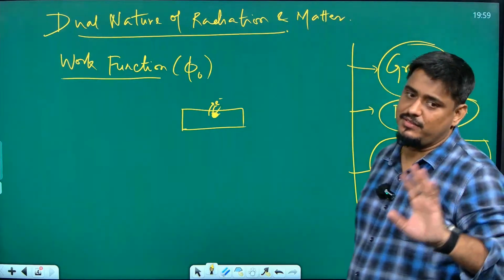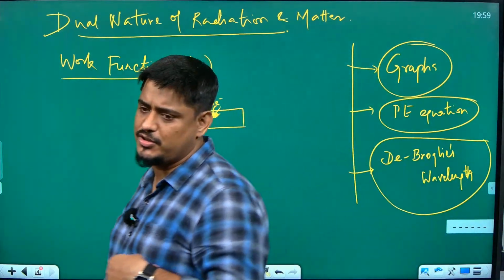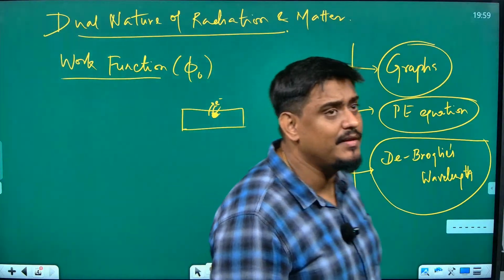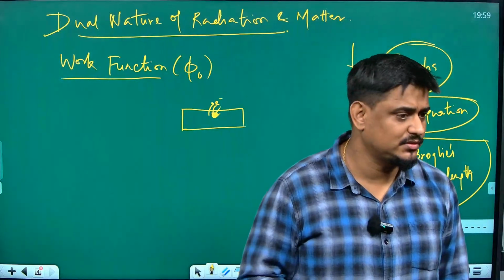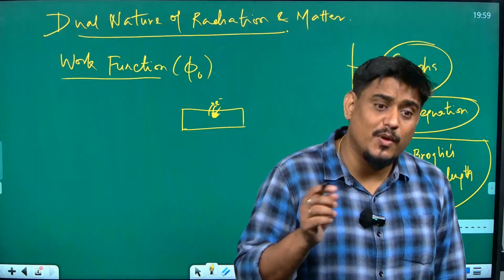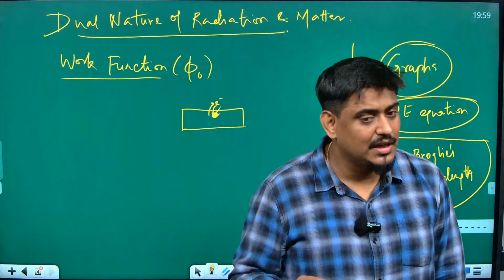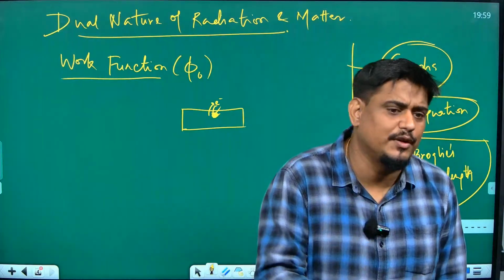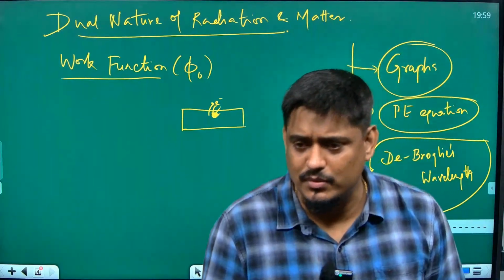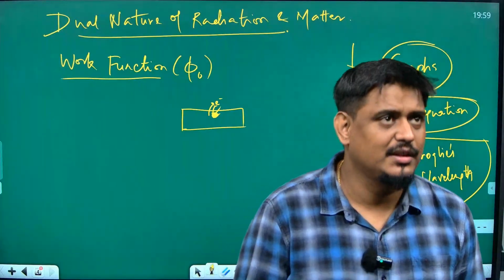Of the metal is known as the work function of the metal, which means that every metal will have its own work function. Some metals will have more work function, which means it needs more energy to make the electron come out, and some metals will have a low work function where less energy itself can make the electron come out. I hope you get my point.